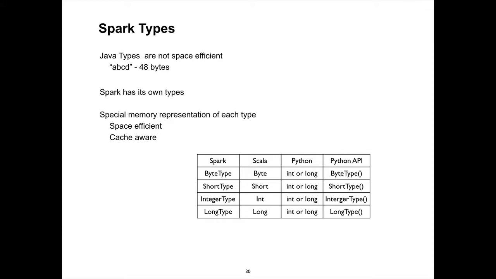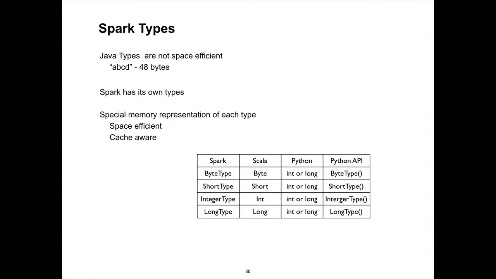Now, so Spark has its own types, and then for each language there's a mapping between the language type and the Spark type. Well, in Scala, it's pretty direct. I mean, I didn't do all the types, but the byte in Scala goes to the byte type in Spark.